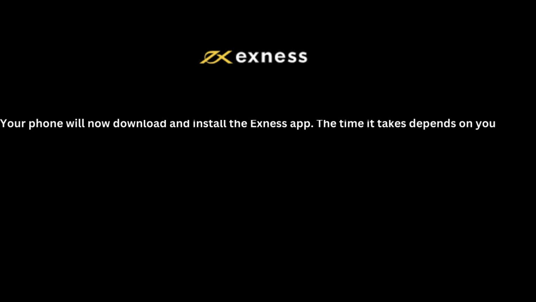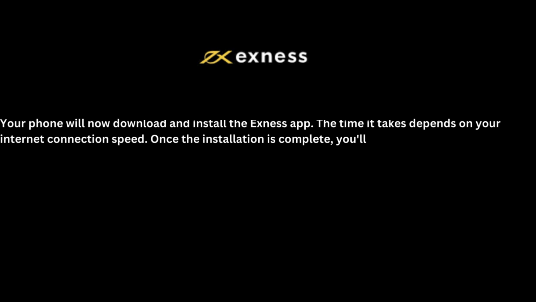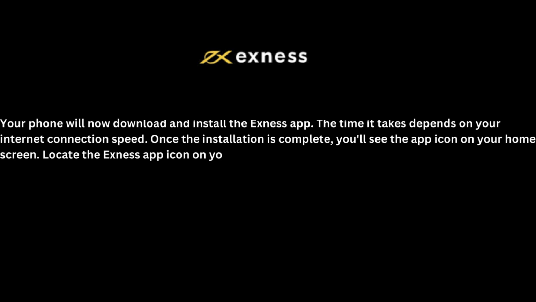Your phone will now download and install the Exness app. The time it takes depends on your internet connection speed. Once the installation is complete, you'll see the app icon on your home screen. Locate the Exness app icon on your home screen and tap on it to open the application.